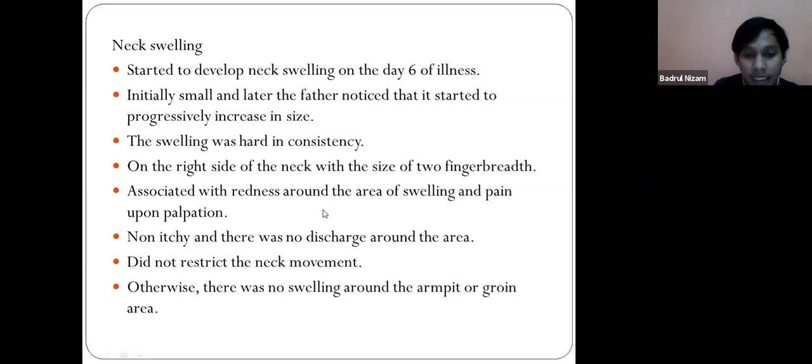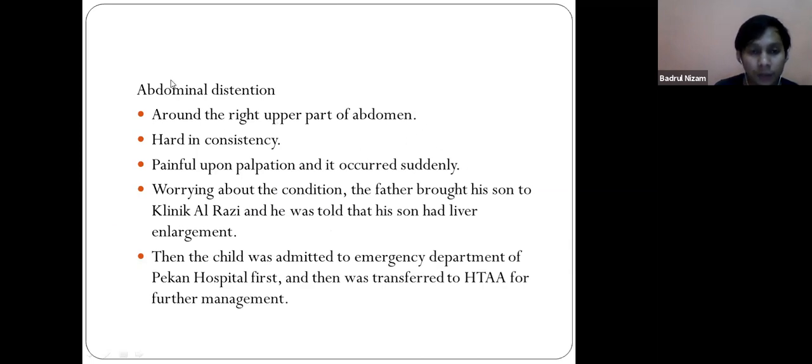Otherwise, the father denied any swelling of the armpit or groin or other areas. The patient also complained of abdominal distension, which the father claims was at the right upper part of the abdomen. It was hard and also painful upon palpation, and it occurred suddenly. Due to that, the father brought his son to a private clinic, and he was told that his son had liver enlargement. Then the child was referred to the emergency department of Pekan Hospital at first. After that, he was transferred to HDAA for further management.